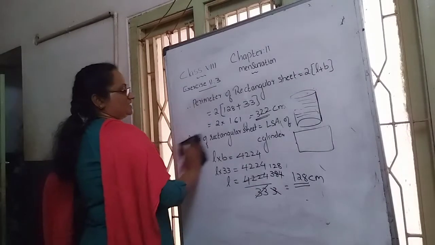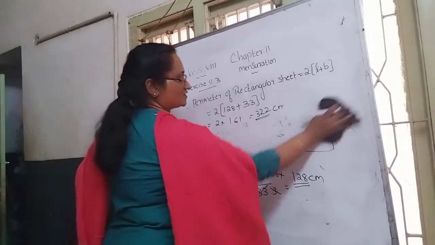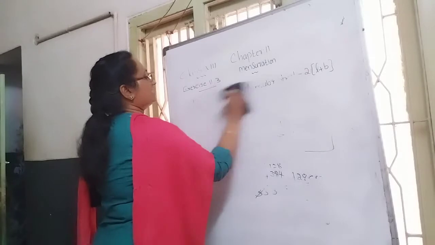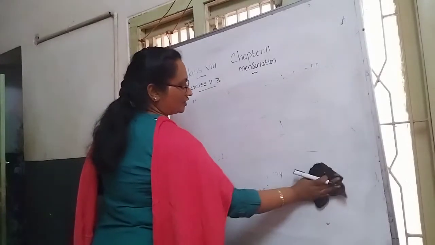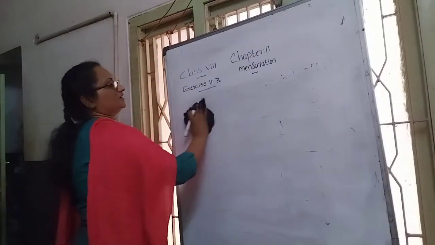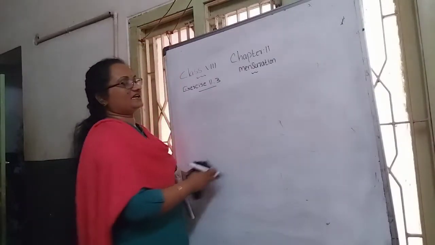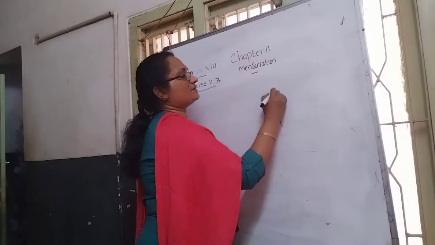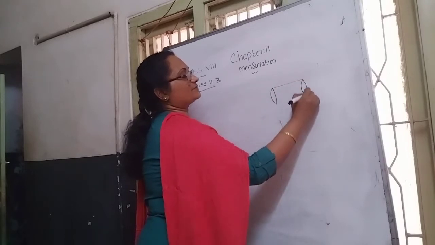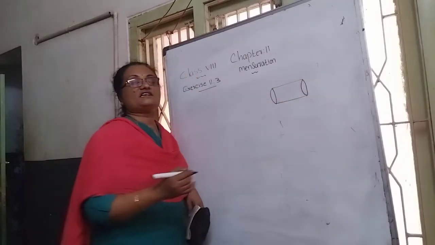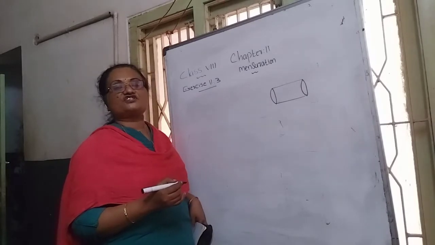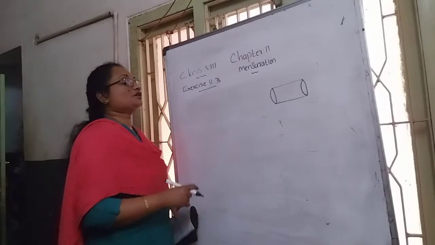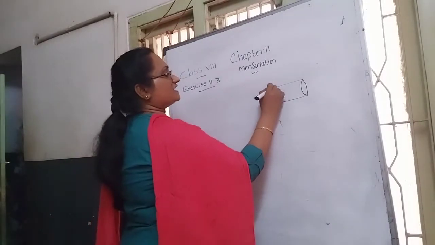The next question. I hope you can understand this question. Next, third question. They say that a road roller, the wheel of the road roller is in which shape? It is in the shape of a cylinder. Road roller diameter is given.